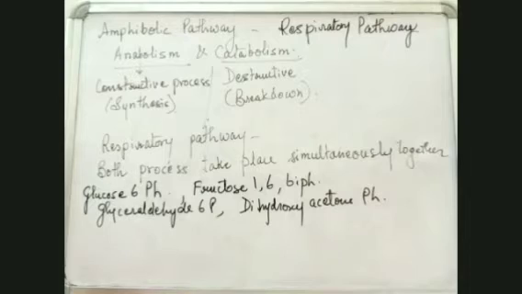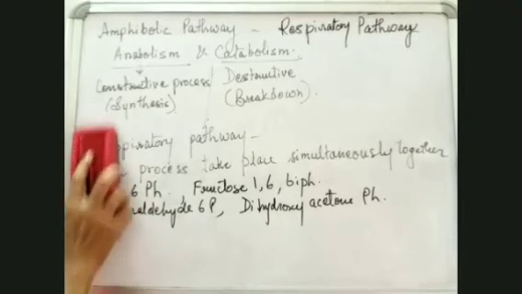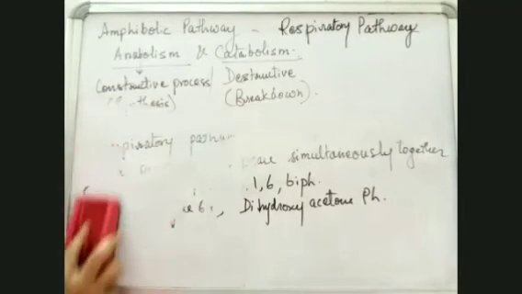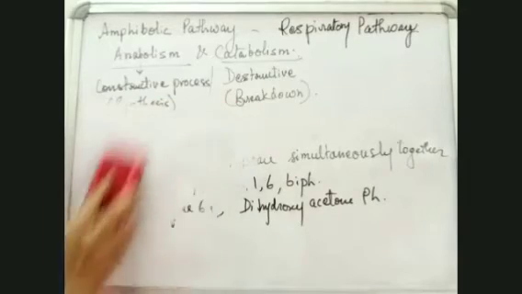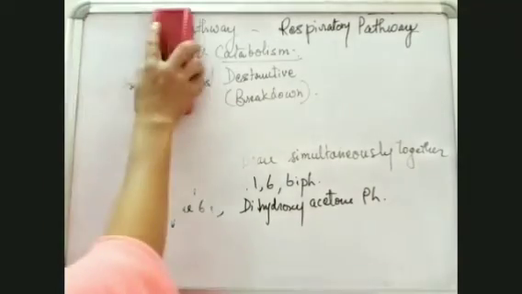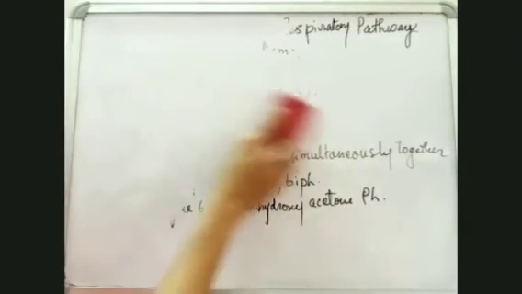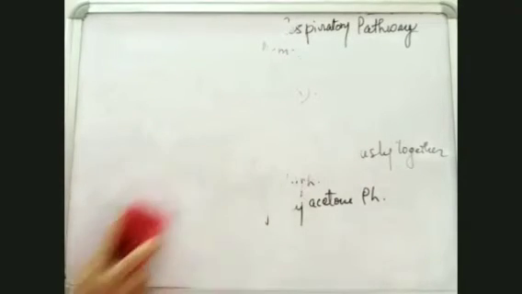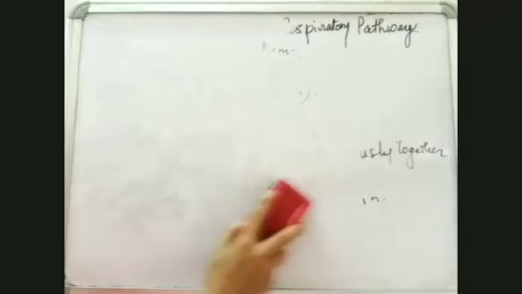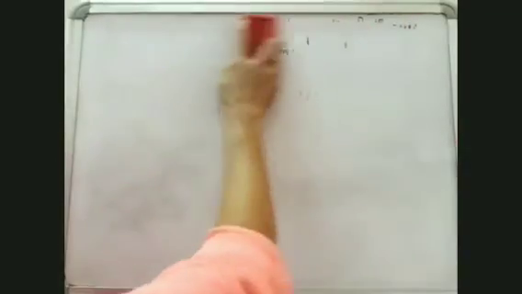Now how can we describe that it is an amphibolic pathway? For that we will write some reactions here. Why is the respiratory pathway considered an amphibolic pathway, where catabolic and anabolic reactions take place simultaneously together? This I'm going to tell you now. See, how do we get energy? We get energy by the breakdown of carbohydrates, proteins or fats in our body.